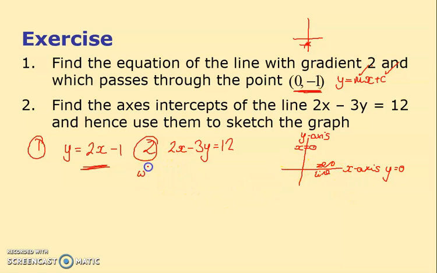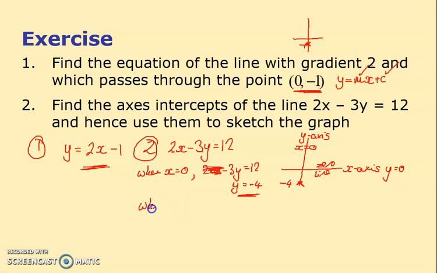So we can use that fact. I can just write when x equals 0, and I can sub 0 in. It will tell me where it crosses the y-axis. So I'll get 2 times 0 minus 3y equals 12. And again, you can almost ignore this bit because it's nothing, and therefore minus 3y equals 12. y equals 12 divided by the minus 3, which is minus 4. So it crosses down here somewhere at minus 4.